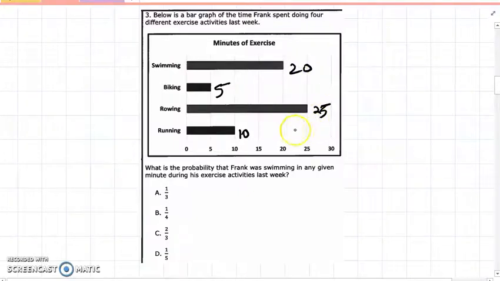And now I know the total for each one. Another good thing is to find, okay, what's the total for all of them together? 20 plus 5 is 25. 25 plus 25 is 50. Plus 10 is 60. So 60 is my total hours, the total hours he spent exercising. It says, what is the probability that Frank was swimming? Well, how many hours did he swim? He swam 20 hours. We have to simplify it, and we get your answer.